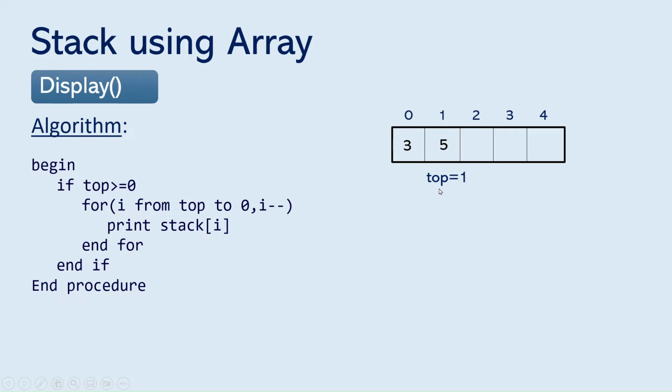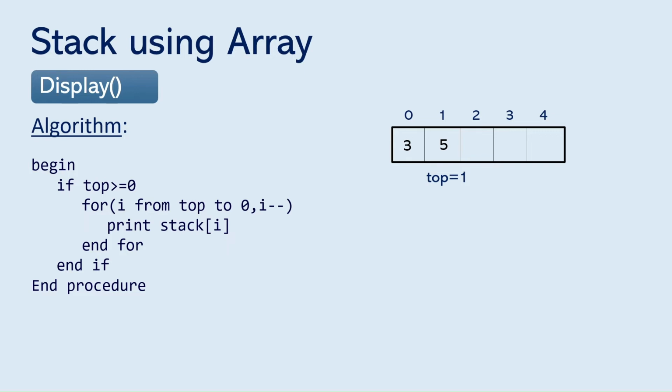Now for loop of I from top to 0, which means it starts with top and it goes back. Here now I is equal to top, so it prints stack of I, which is stack of 1, which is 5, and then it goes into the loop again with a decrement of 1. So now the I will be 0 and then it will print stack of 0. So the final printing in the interface will be 5 and 3. And this is how the display function works.